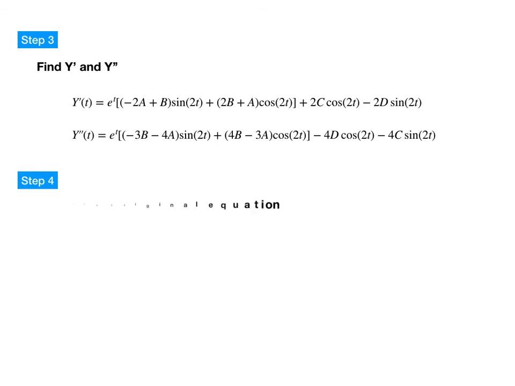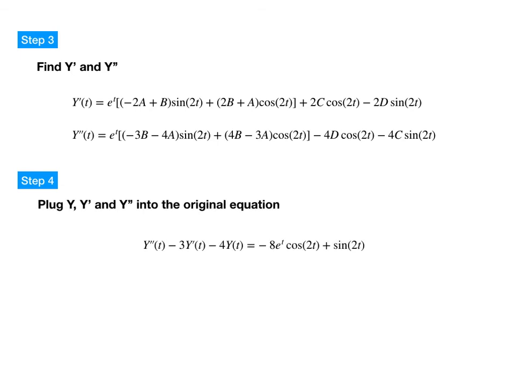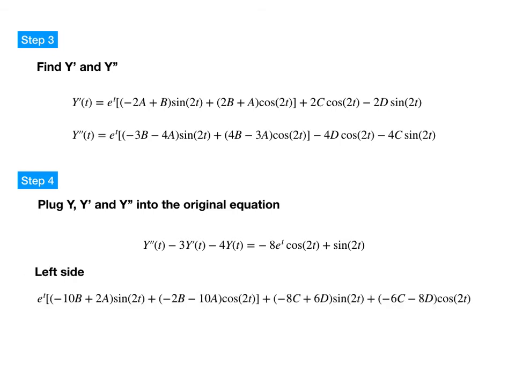And step number 4 is you plug y prime and y double prime into the original equation. I found big Y prime and big Y double prime, plug into the left side, right? The left-hand side of the equation here. And the left-hand side will give me this expression, okay? And again, I combine like terms, so then we have e to the t, sine, cosine, or just sine, cosine with unknown coefficients.